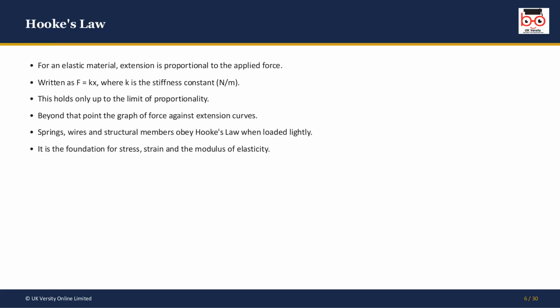Let's start with Hooke's law. For an elastic material, the extension is proportional to the force applied. Pull twice as hard, and it stretches twice as far. We write it as force equals K times X, where K is the stiffness constant in newtons per meter. But there's a catch. This only holds up to the limit of proportionality. Push beyond that, and the force against extension graph starts to curve. Springs, wires, and structural members all obey Hooke's law under light loads. And it's the foundation on which stress, strain, and the modulus of elasticity are built.